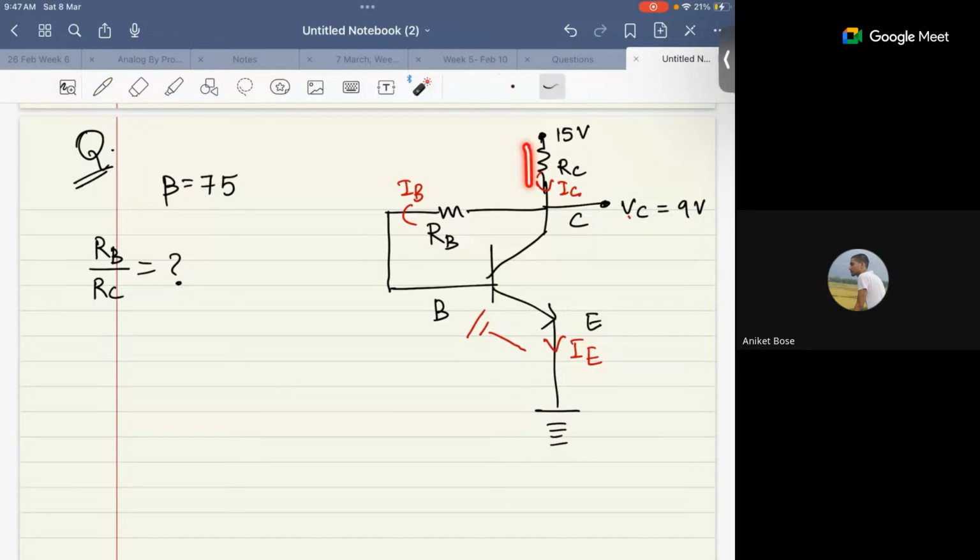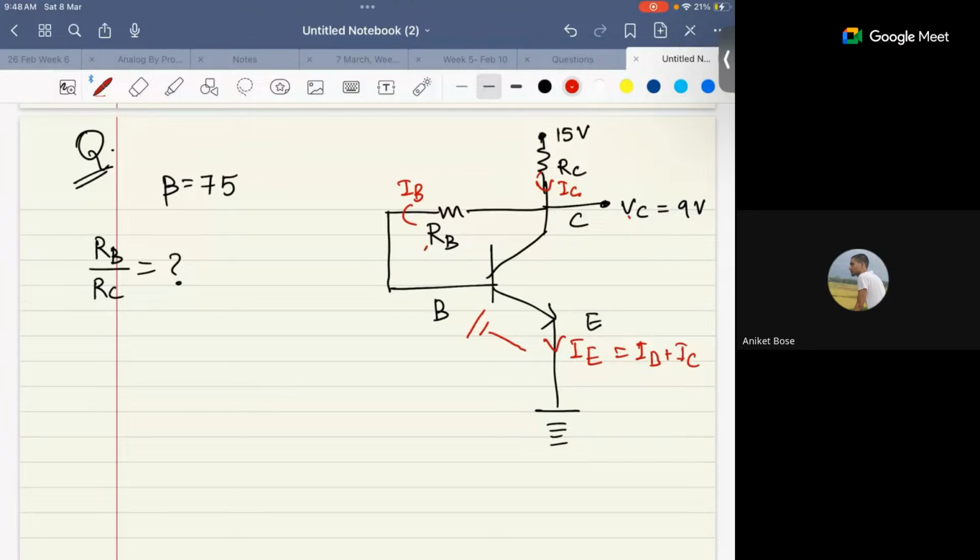So one path is this one. But sir, this RB is not connected with ground, right? So how can we say that IB is coming out of IC? We also need IE. IE is equal to IB plus IC.